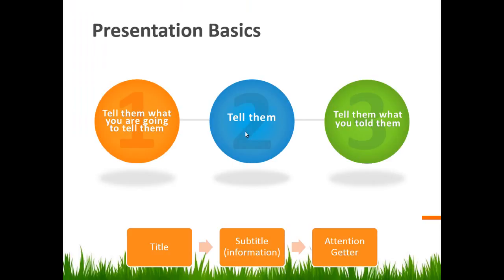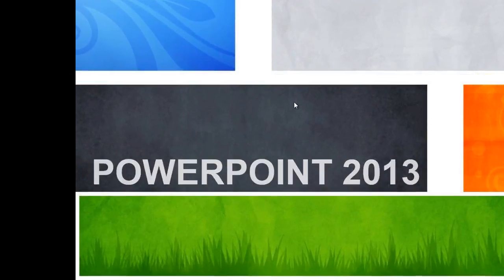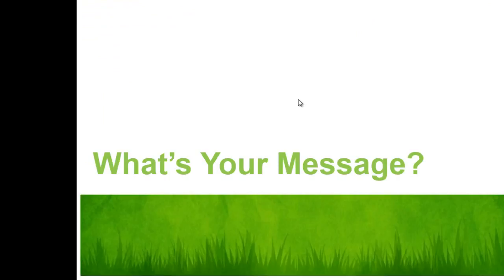Basically, you want to give a summary, and then your content, and then an overview. And one way that's been described is to tell them what you're going to tell them, and then tell them what you told them. And of course, you can also have titles, subtitles, and attention getters. So let's take a look at some PowerPoint basics.